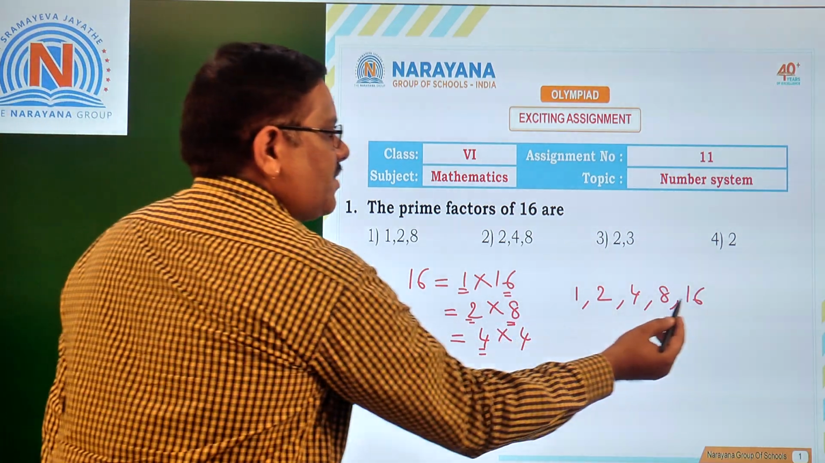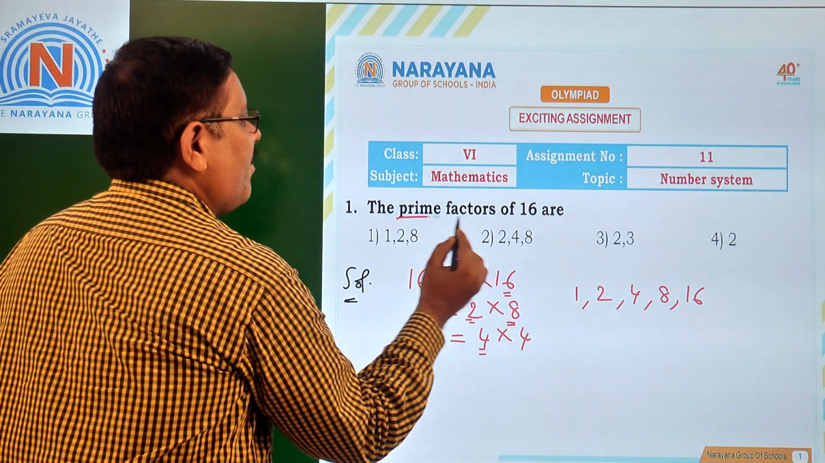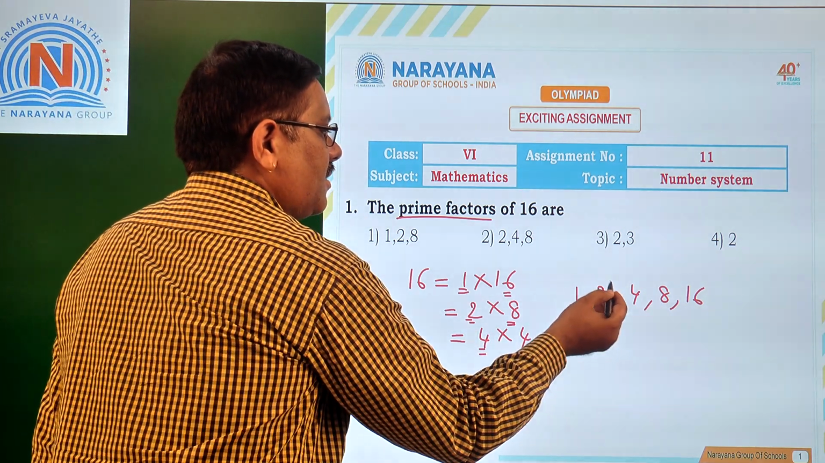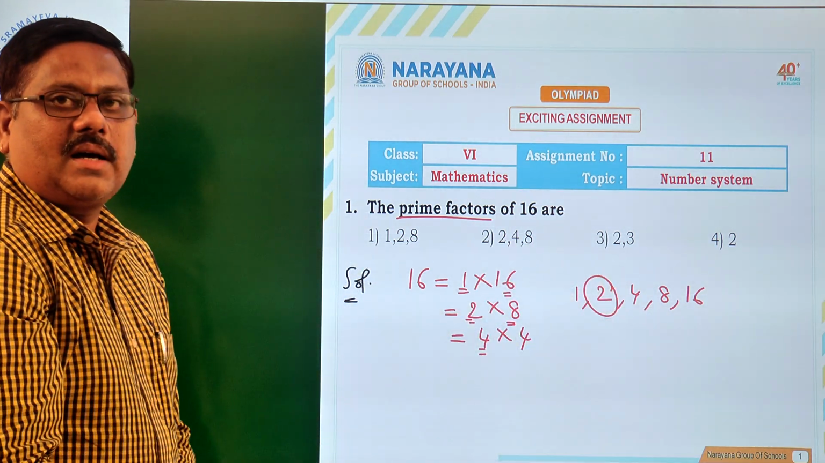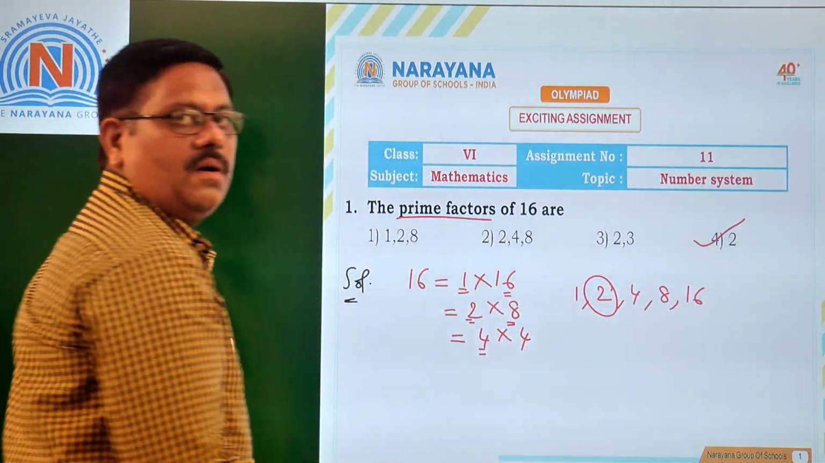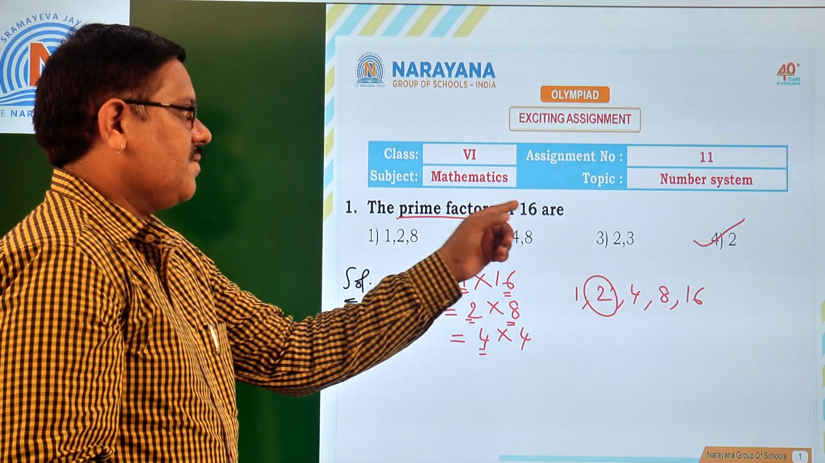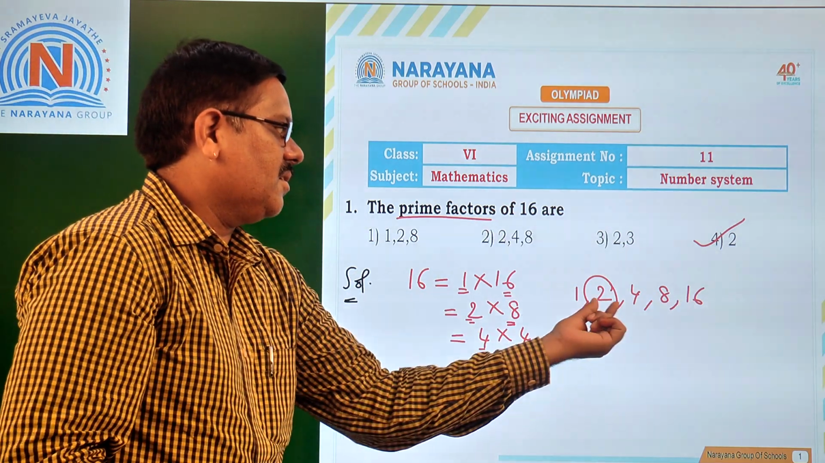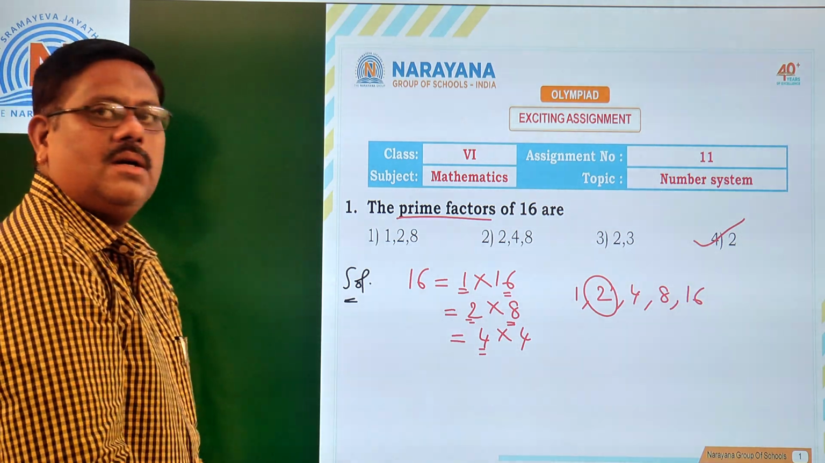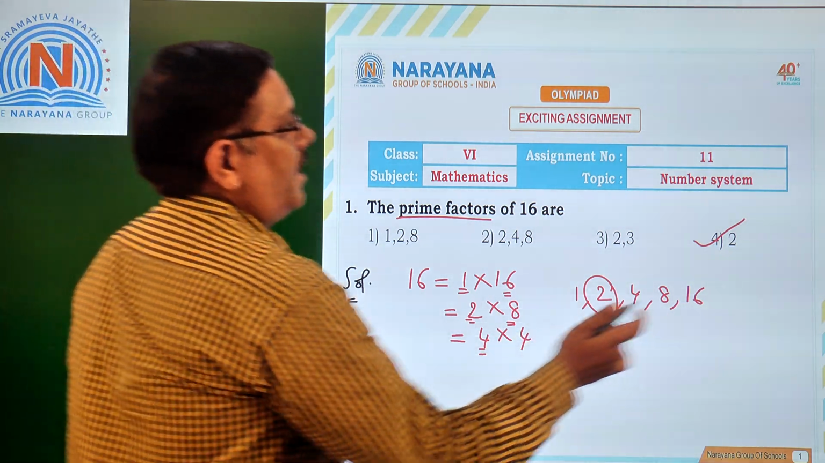Out of all these 5 factors, what is he asking? Prime factor. The prime factor among these 5 factors is 2. So, the correct option for this particular question is the 4th option. Okay. So, the prime factor of 16 out of the 5 factors is only 2. Now, we will move to the next question.